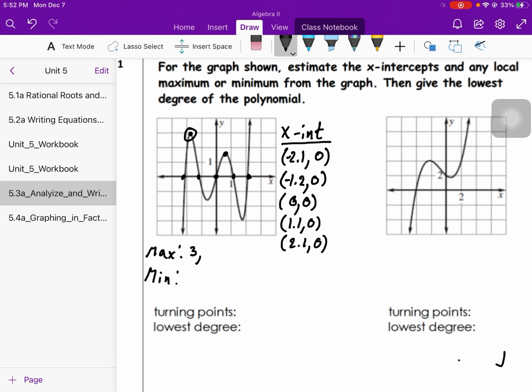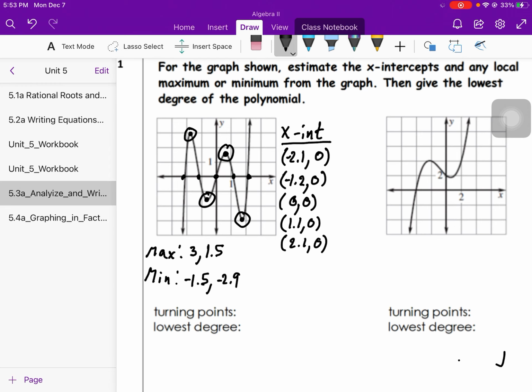And then the y value over here on the second one looks like it's halfway between 1 and 2. So we're going to say 1.5. And then the minimums, which is this one here and this one down here. That one looks like it's about negative 1.5. And this one looks like it's just shy of that 3 mark. We're going to say negative 2.9. But if you put negative 3, that's fine.